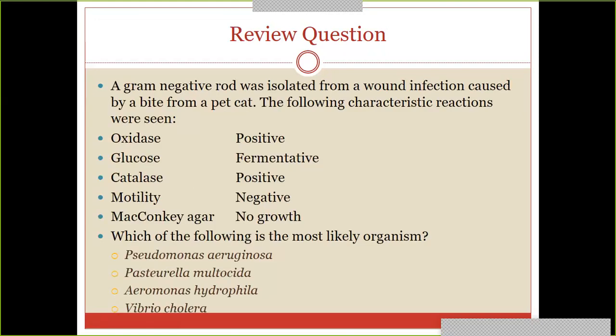A gram-negative rod was isolated from a wound infection caused by a bite from a pet cat. The following are seen: oxidase positive, glucose fermenter, catalase positive, negative motility, no growth on MacConkey, so it tells you it's picky, even though it's a gram-negative rod. Which of the following is most likely? And that, again, is Pasteurella multocida. So you get down those characteristics of Pasteurella multocida. That'll help you.